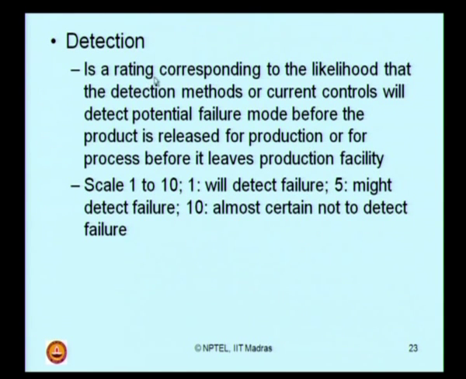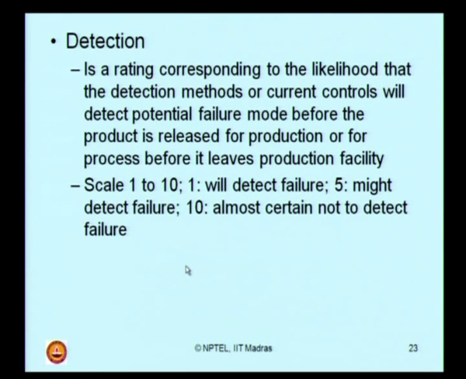Let us talk about detection. Again it is a rating corresponding to the likelihood that the detection methods or the current controls will detect the potential failure before the product is released for production or the process before it leaves production facility. So what are all the control measures existing or new which you can add to detect the possible potential failure? Again this is on a 10-point scale. 1 means for certain it detects the failure, 10 means almost certain not to detect the failure.